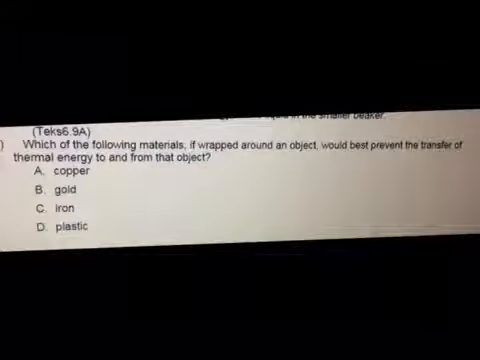Number 5. Which of the following materials, if wrapped around an object, would best prevent the transfer of thermal energy to and from that object? A. Copper. B. Gold. C. Iron. D. Plastic.